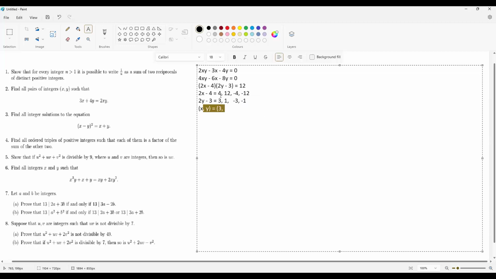Okay, so now let's look at this case. 4 and 3. We get x is equal to 4, y is equal to 3. Next case, 12 and 1. We get 8 and 2. Next case, -4 and -3. We get 0 and 0. Next case, -12, -1. We get -4 and 1. And that's all of our solutions.